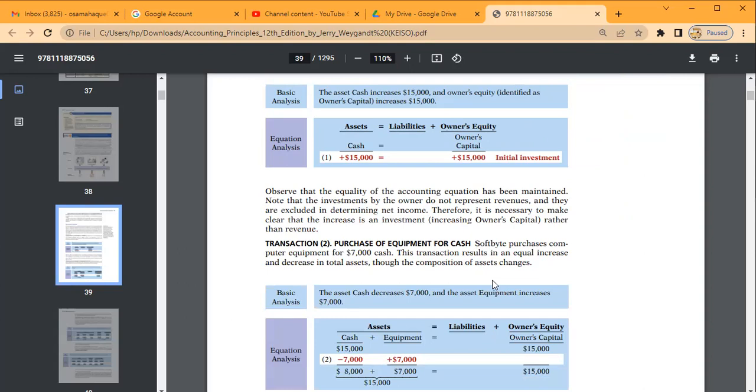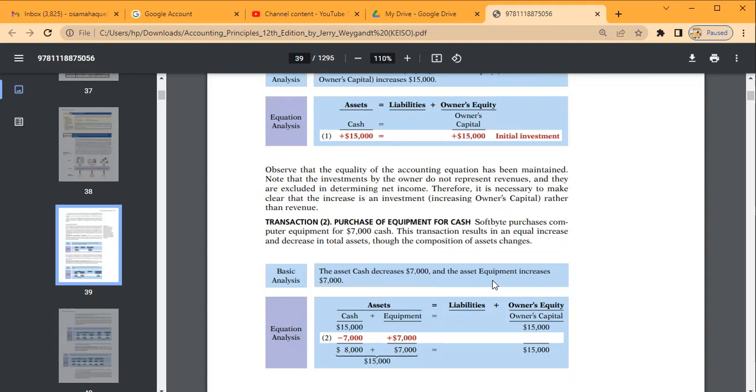Now let's discuss transaction number two. SoftBite purchases computer equipment for $7,000 cash. This transaction results in an equal increase and decrease in total assets, though the composition of assets changes. Now they are saying SoftBite purchases computer equipment for $7,000 cash. Cash is decreasing by 7,000 and computer equipment is increasing by 7,000. This means that one asset is increasing and the other asset is decreasing.